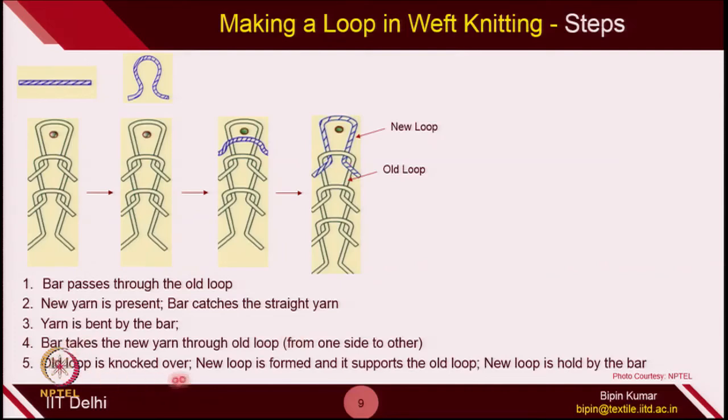Finally, in the process it releases the old loop. So, the old loop is knocked over. So, as soon as the old loop is knocked over, the new loop is already there which is holding the old loop through its feet. Okay. So, the new loop is being formed and it is supporting the old loop. So, in this way the process keeps on going and we keep adding the new loops.